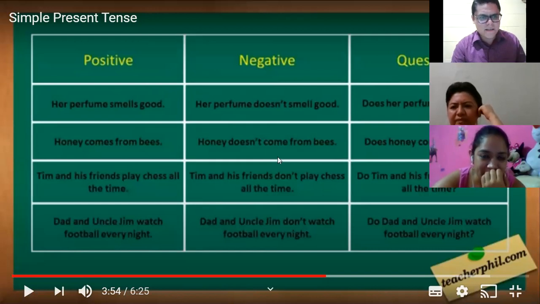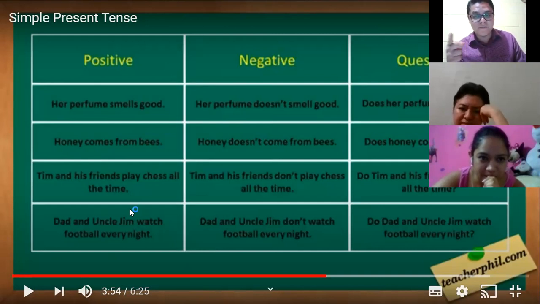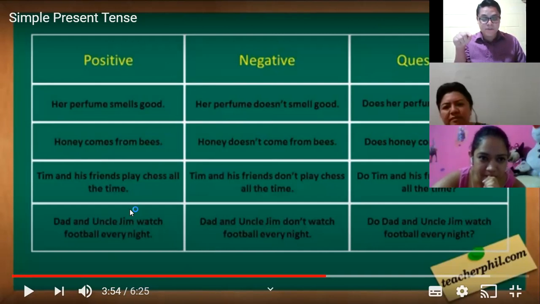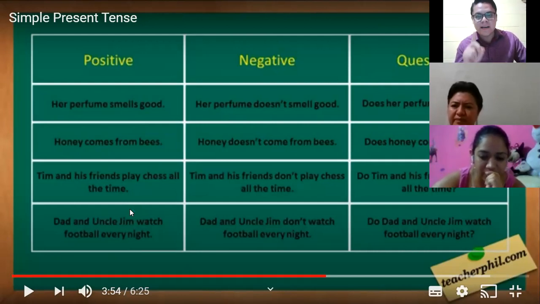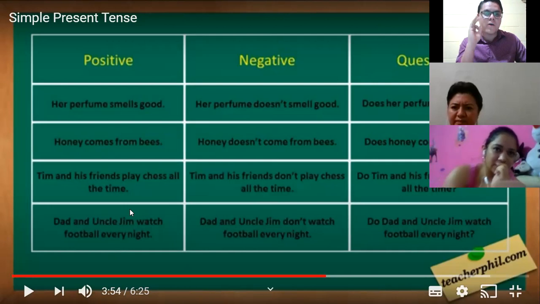Okay, look at this. It all depends on the subject pronoun you have. For positive sentences, you're going to modify the verb. You're going to add the letter S to the verb, only if your subject is he, she, or it.